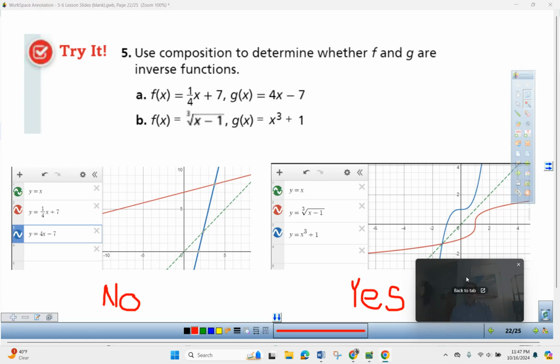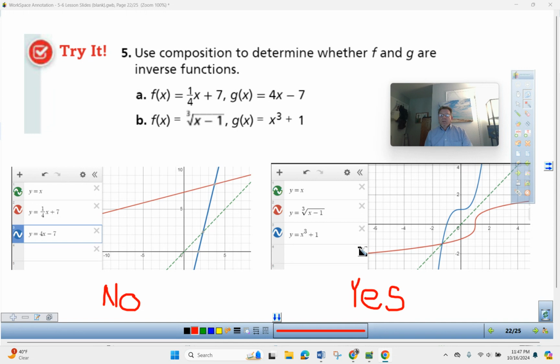And then while this is funny looking a little bit, it's a cube root, the red one. Is it symmetrical? Yes, it is. So these two are inverses.